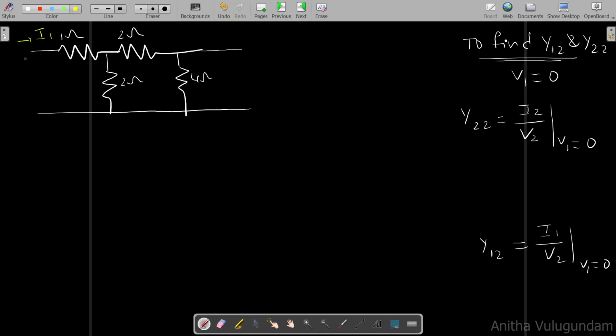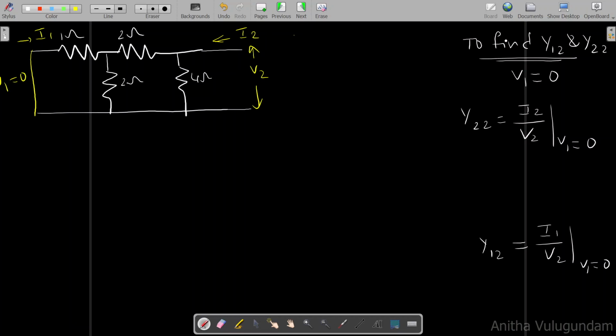This is I1, and the condition here is V1 equal to 0. So V1 equal to 0, and this will be I2 and this will be V2. This is the equivalent circuit when you apply V1 equal to 0. Here no resistor is in parallel with this short circuit, so we'll have a circuit like this.